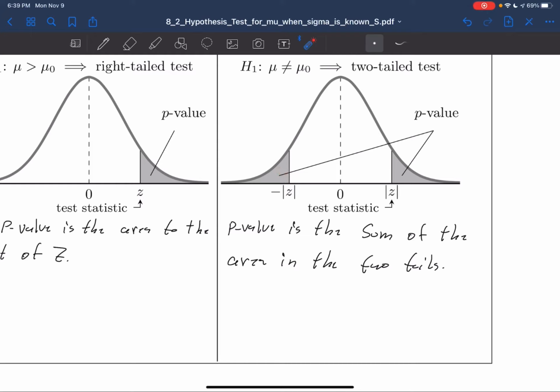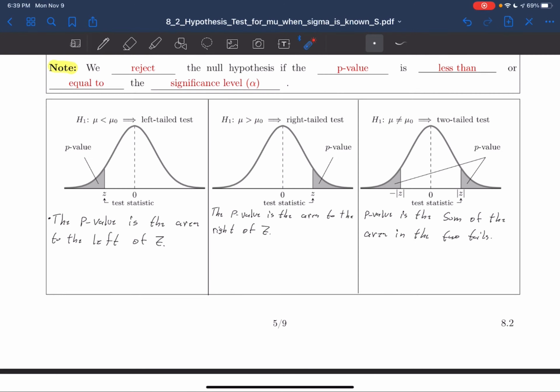But the great thing about the standard normal curve is that it's symmetric. So if you find the area to one side, it's going to be equal to the area of the other side. And you just add these two values up. So now we're going to do some examples of computing p-values.